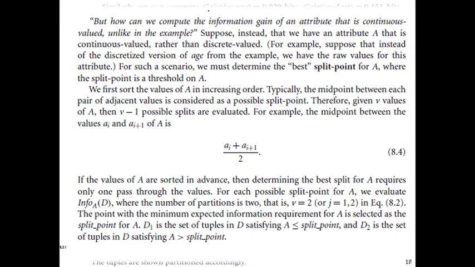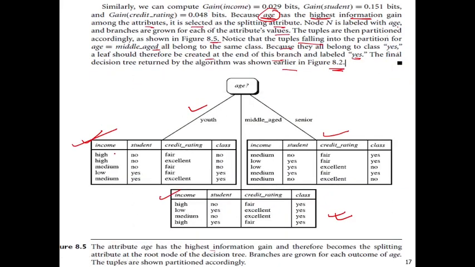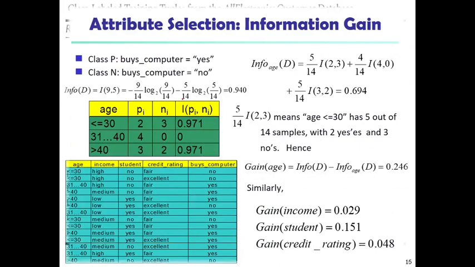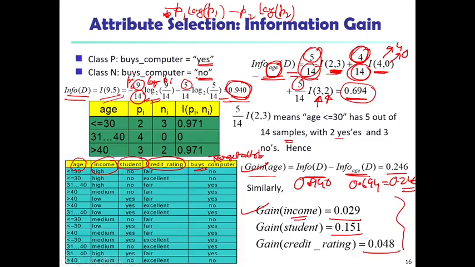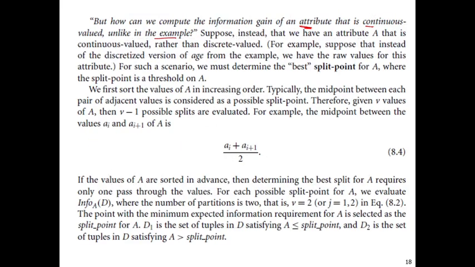Let us say it is a continuous value. Let's say this youth is some value, let's say 30 or something. Instead of categorical data, we have the values. So in that case, the situation will be a little bit different.